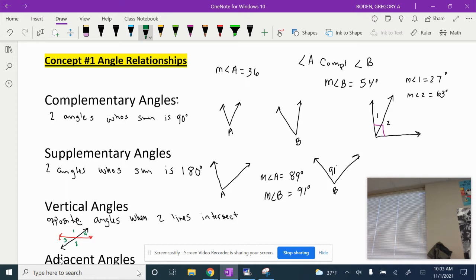Martin? 1 and 2 and 3 and 4. Okay, very good. So angle 1 and angle 2 are vertical. Does everyone understand that? Angle 3 and angle 4 are vertical.